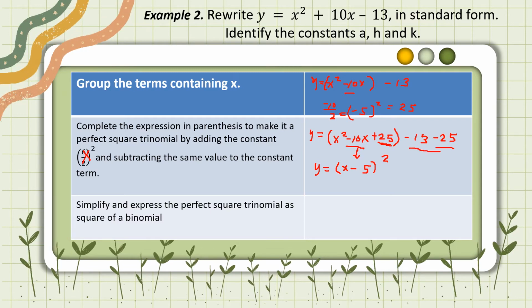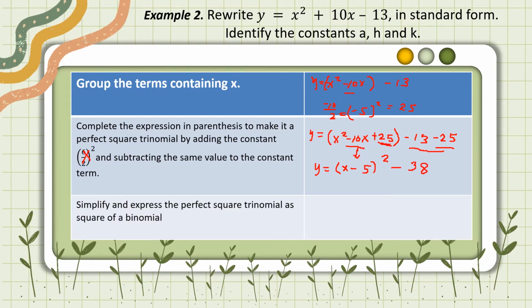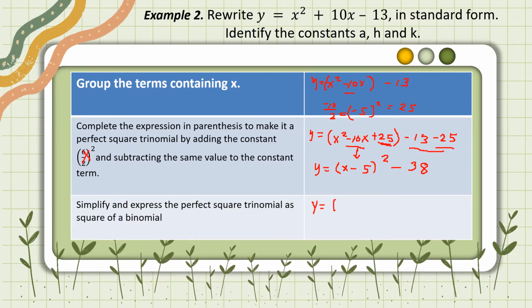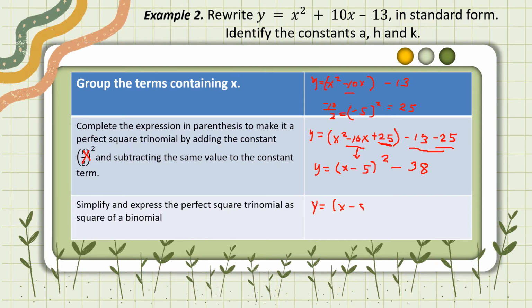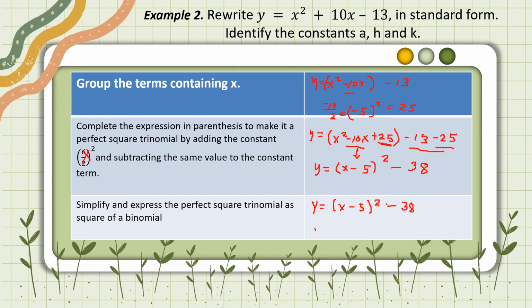Tapos, ito po ay simplify ulit. Since ang napansin ninyo, yan po ay like sign, so you need to add and then attach the sign. So, 13 and 25, that is 38. So, therefore, ang equation po natin ay y is equal to quantity x minus 5 raised to the second power minus 38.